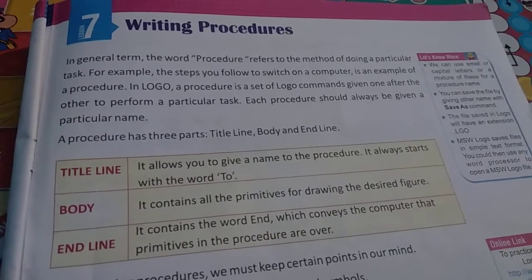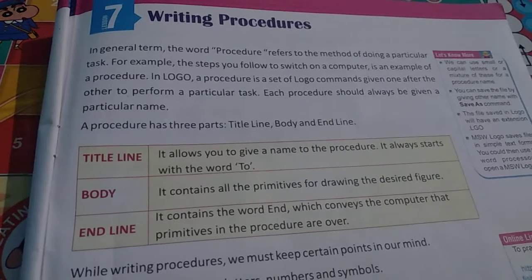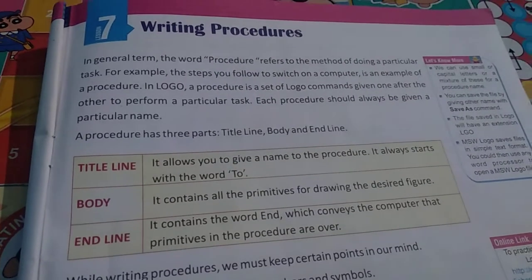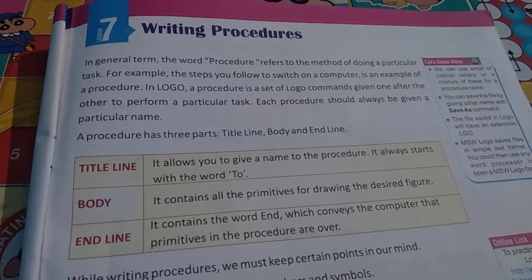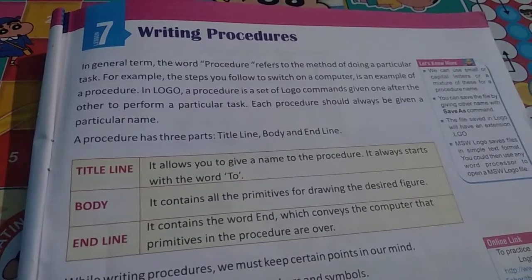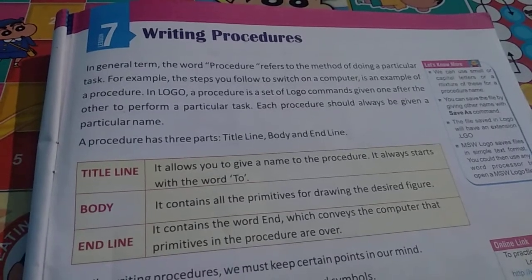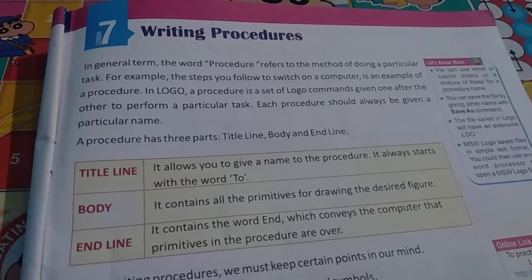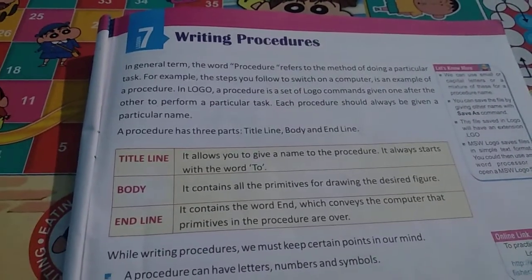When you switch on the computer, you follow some steps. What all steps do you follow? Can anyone tell me? Yes, first you switch on the power button. Then the next step is you switch on the UPS. Then third is you switch on the CPU. So these all are the steps to switch on the computer. So this is called the procedure.